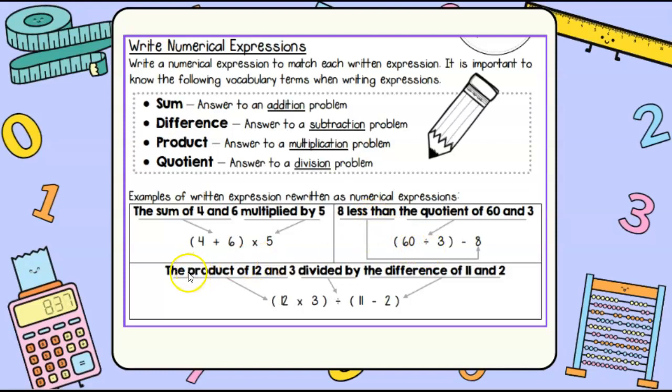Last example, the product of 12 and 3 divided by the difference of 11 and 2. When I see product, I know I'm going to multiply. When I see difference, I know I'm going to subtract. And when it tells me that I'm going to do this with these two numbers, I want to do that first. Then I'm going to perform this operation, 11 minus 2. And right here in the middle, it tells me that this will be divided by this. So I need to find the answers to this, and then divide them.